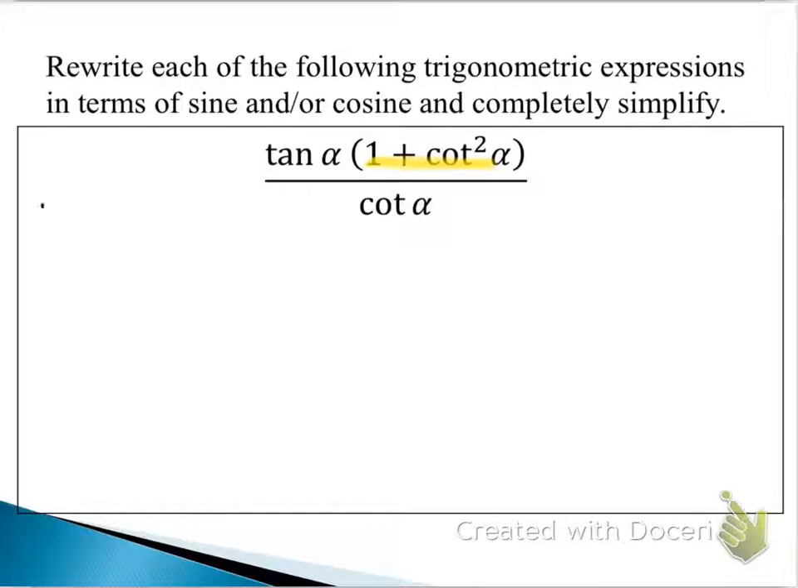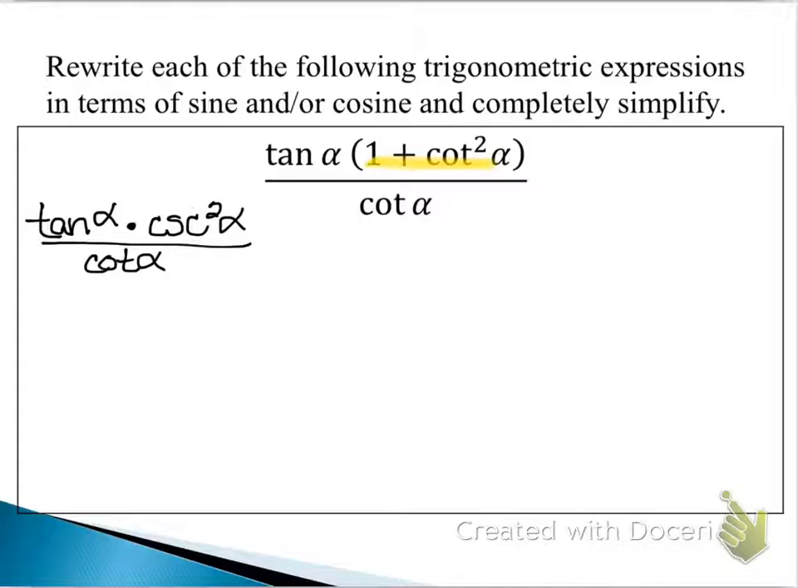So we have, or I shouldn't say theta, it's alpha. So tangent alpha times 1 plus cotangent squared alpha. Now, just a side note, if you do decide to go ahead and distribute, again, you're going to end up with the same answer. However you tackle it, you're going to be fine with it. All right, so now I'm going to go ahead and use the identity. So we have cosecant squared alpha over cotangent alpha. All right, it's going to get hairy.